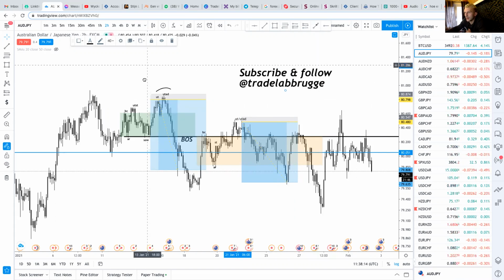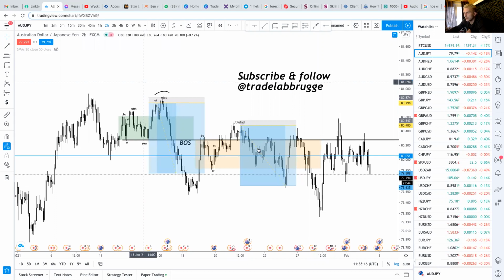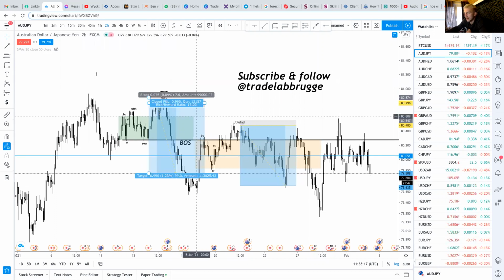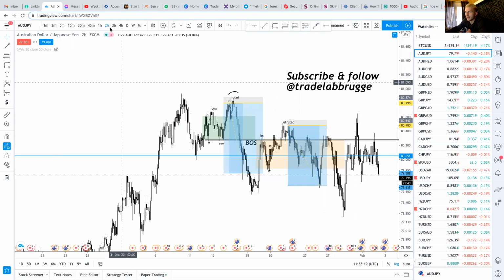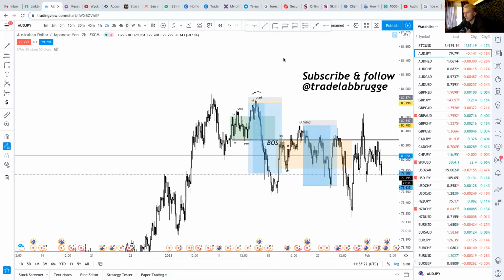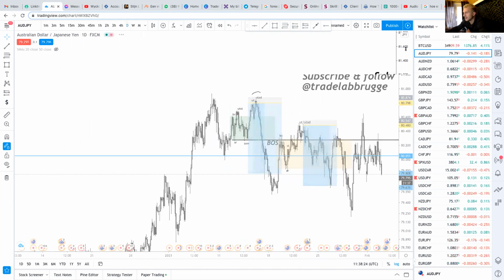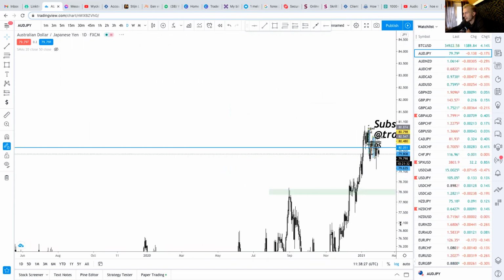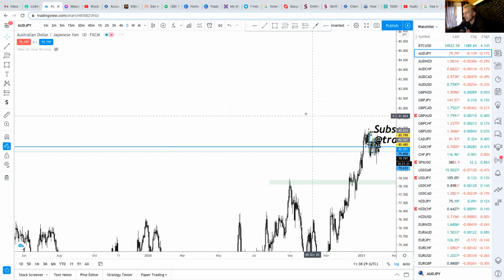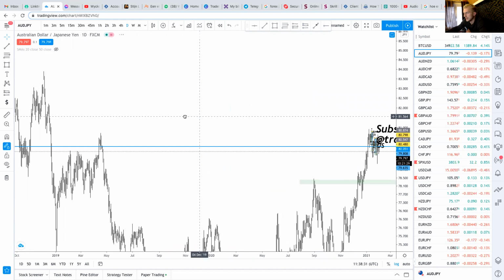I'm gonna make a quick recap of these two trades. We were on the bigger time frame. Now this is the 2-hour time frame. Let me go to the bigger time frame first to give you more of a big idea why I took this trade on this zone.